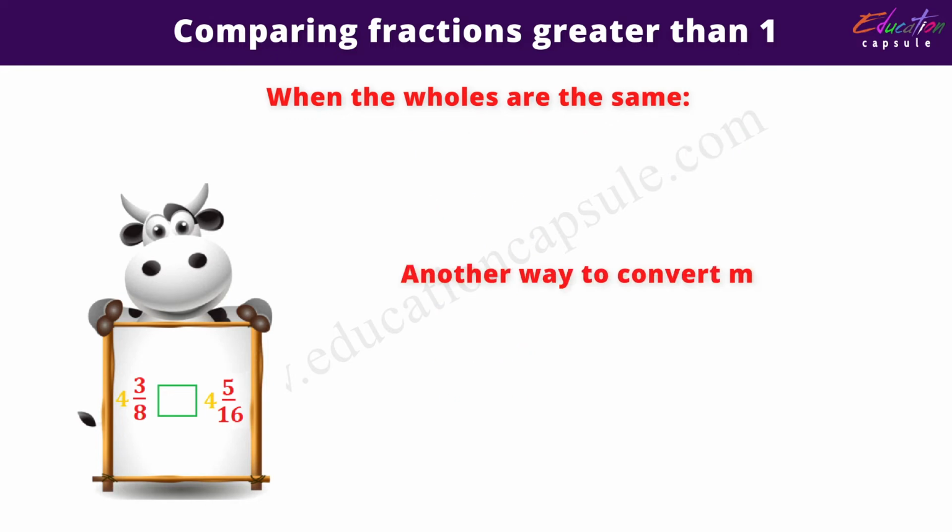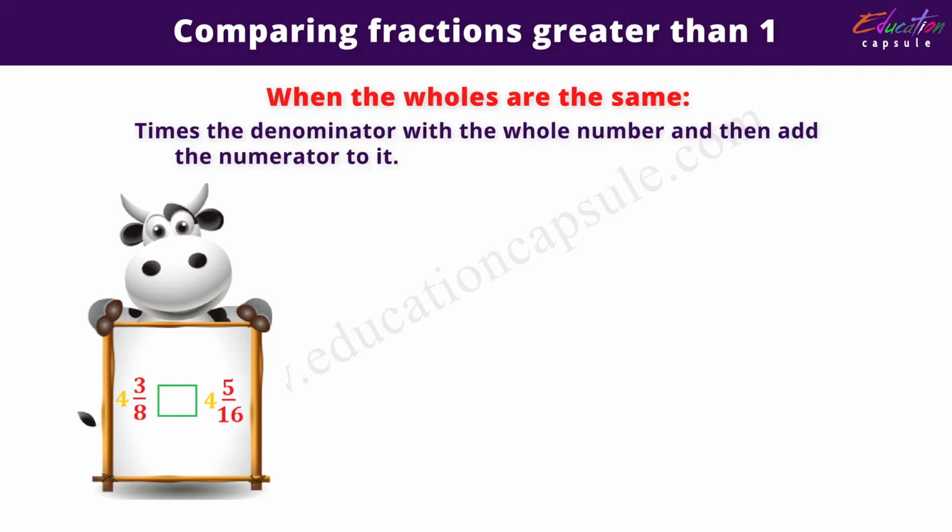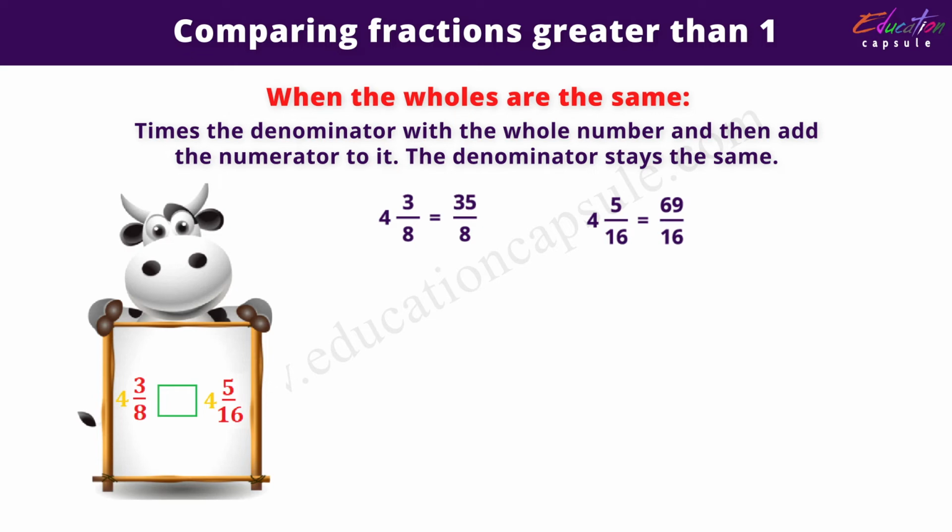Another way is to convert mixed fractions to improper fractions. Multiply the denominator with the whole number and then add the numerator to it. The denominator stays the same. So we can say that 4 wholes and 3/8 can be written as 35 out of 8. 4 wholes and 5/16 can be written as 69 out of 16.